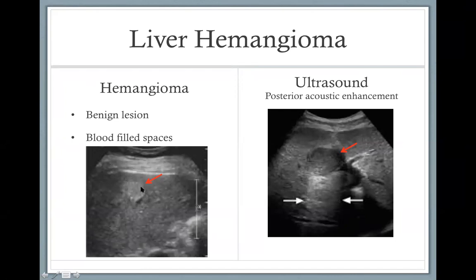So here, for example, you can see there is a lesion in the liver. It is hyperechoic. We say it's hyperechoic because the echogenicity is higher. And then it also gives posterior acoustic enhancement because it's really like a fluid-filled, very clear fluid-filled space. So it gives you a posterior acoustic enhancement.